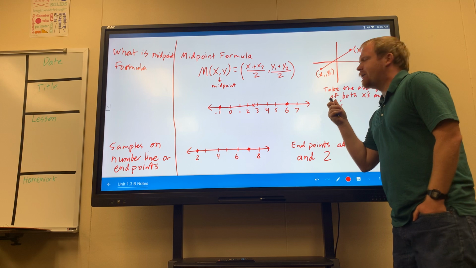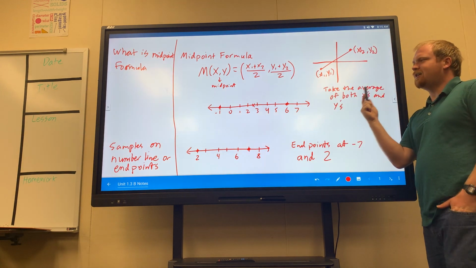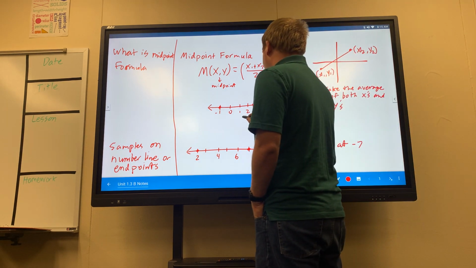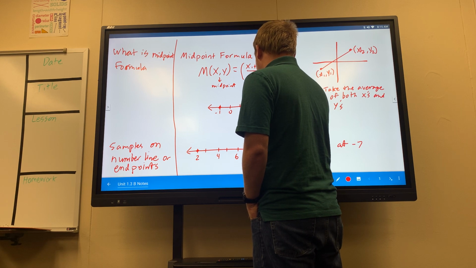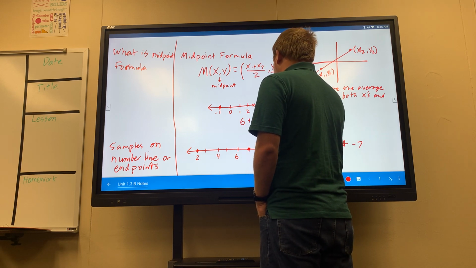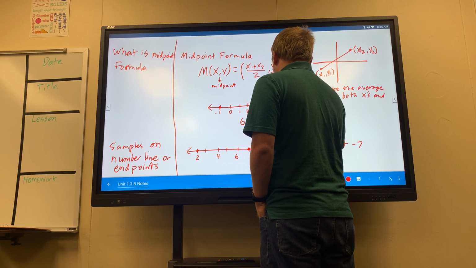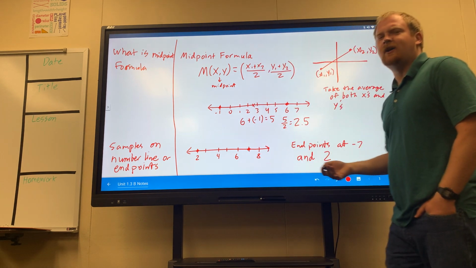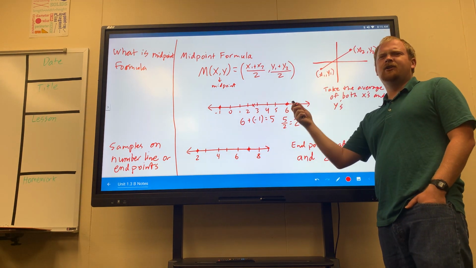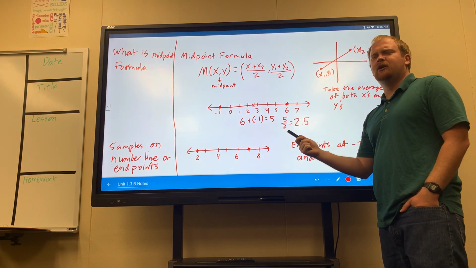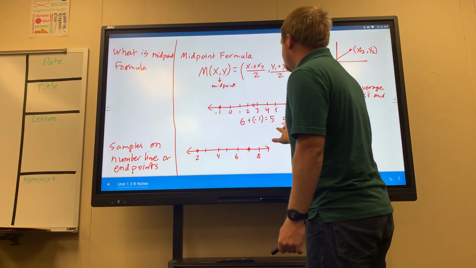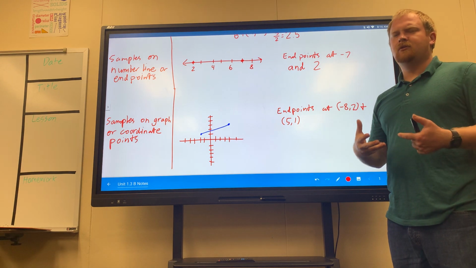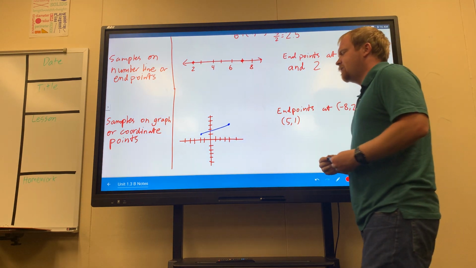But again, if we think about it in this way, if we take the average of 6 and -1, we'll get the midpoint. So 6 plus -1 gives me 5. If I divide 5 by 2, I get 2.5. So even on a number line, if I take the average of those 2 points, I'll get my midpoint. And that's how we're going to go about finding the midpoint. We've got to take the average of both endpoints, of both values.